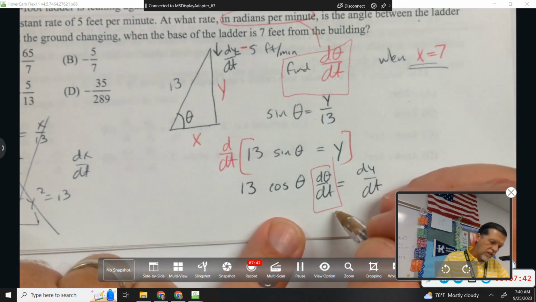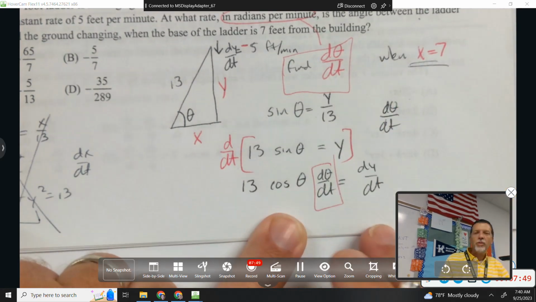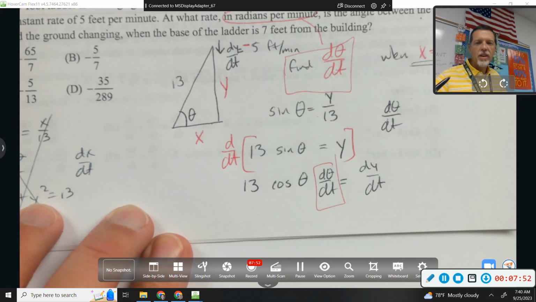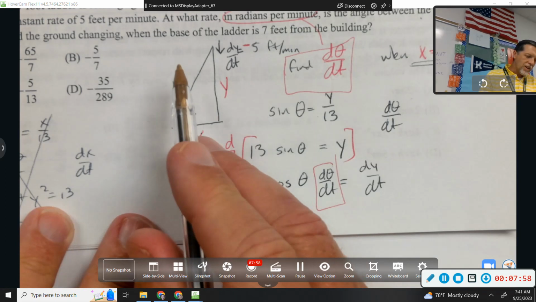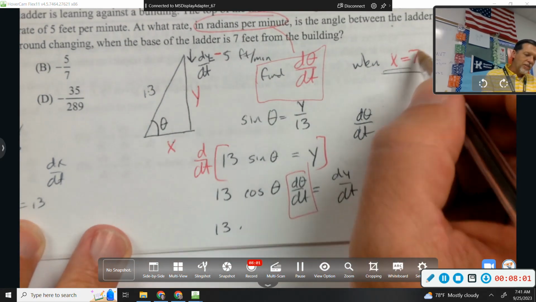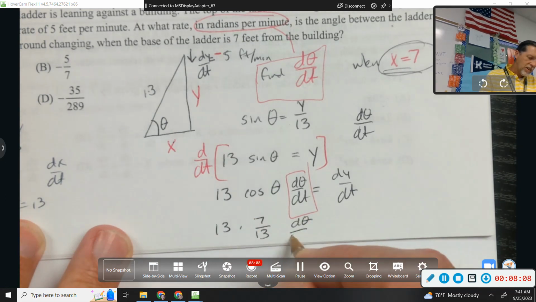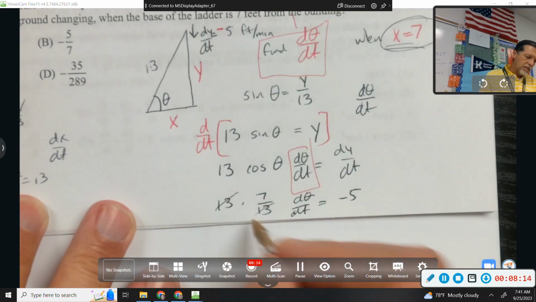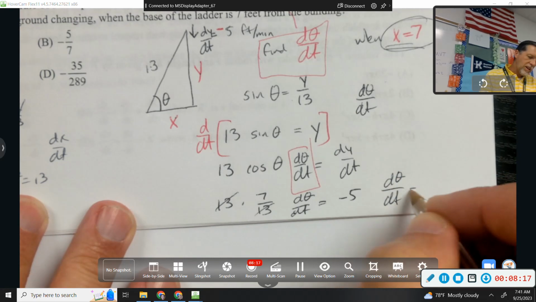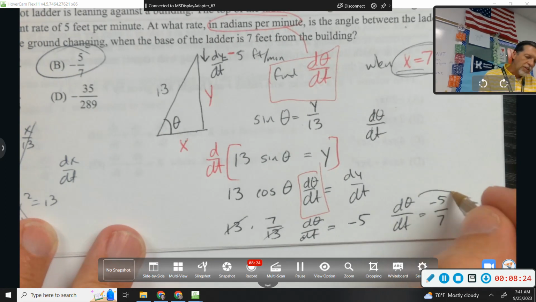Okay, back to this question. So 13, or no, let's solve for d theta dt. No, that's the math teacher way to do it. Let's do it the student way, because the student way is probably better on this one. Cosine of theta is adjacent over hypotenuse, and it turns out it's very convenient that they gave me 7 as the x, because that's cosine of 7/13. dy dt is negative 5. 13s cancel. And so d theta dt is negative 5/7. This one didn't ask for units, but just in case, radians per minute.